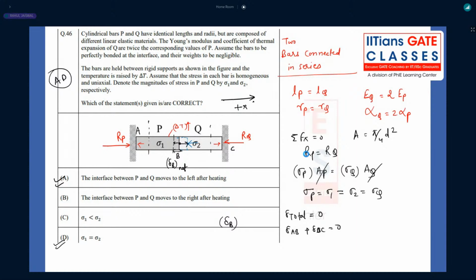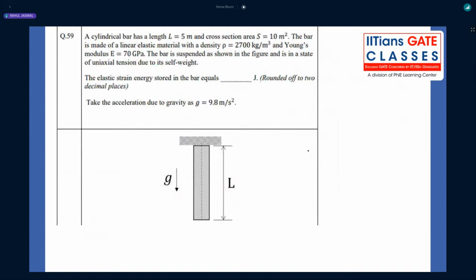Now, moving on to the next question. Again, this is one of the very basic and very simple questions they ask in mechanics of strength of materials. If you think of this question, a cylindrical bar, you might have already calculated the deflection formula, right? The deflection formula because of the self weight, everyone knows, is W L divided by 2E, right? All of you might have done this calculation, but this time they ask for the elastic strain energy. That is also something we know the formula for, right?